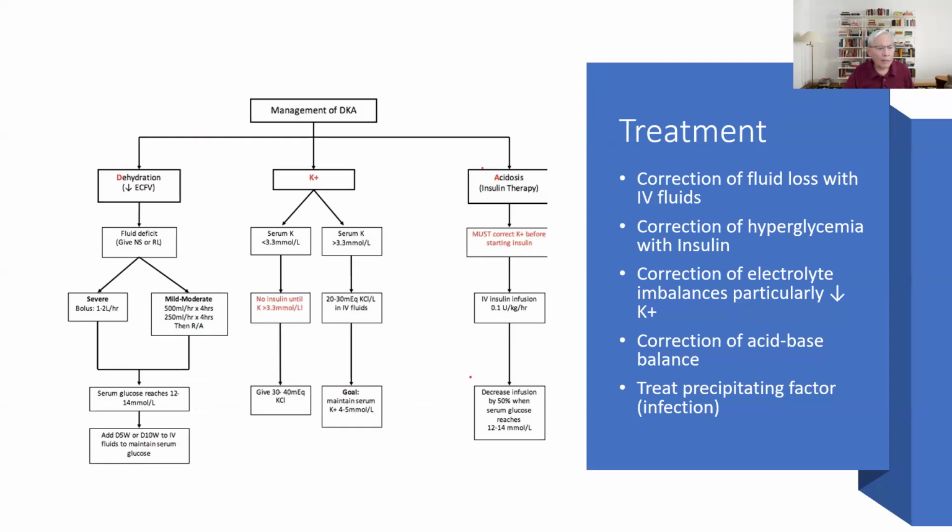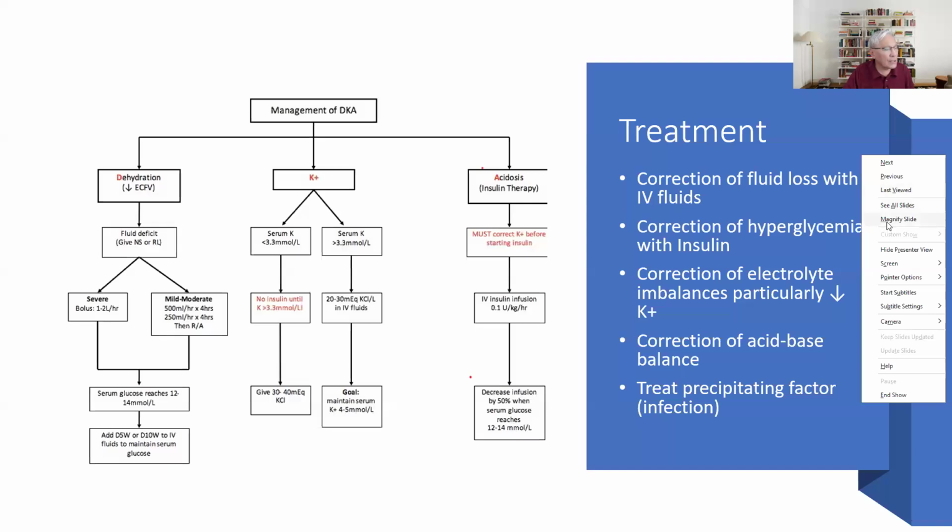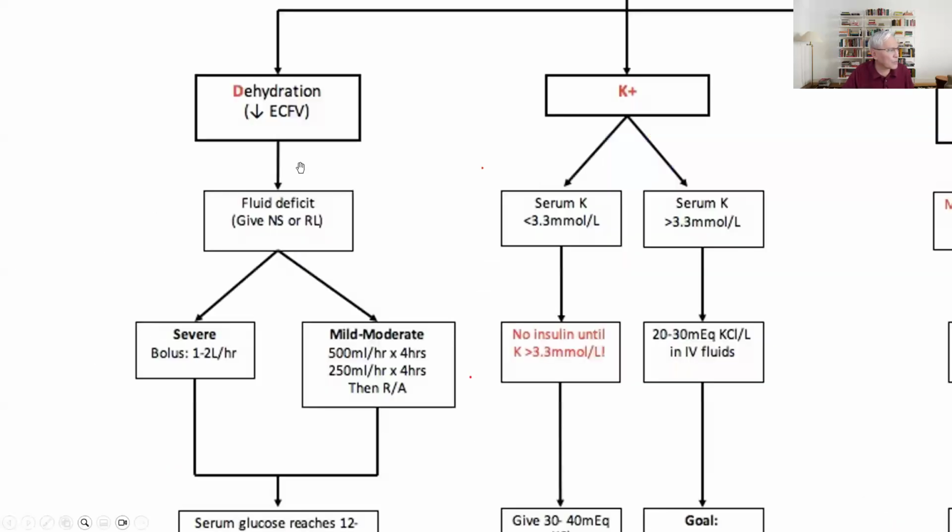So whenever we have DKA, I want you to remember the acronym DKA, because that's exactly how we're going to treat the problem. D first, the dehydration. Then we are going to address the potassium or the electrolyte abnormality next, and then the acidosis also as the last one. Okay, so we are going to start by treating the dehydration first.